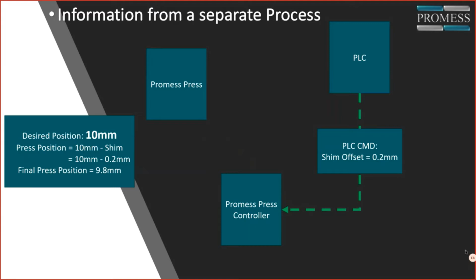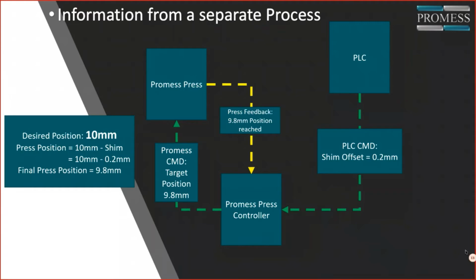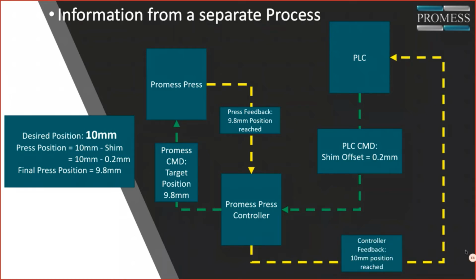So in this example, a shim of 0.2 millimeters would be sent to the Promess controller, and then to get my desired position of 10 millimeters, I would subtract 0.2 millimeters from 10 to give a final position of 9.8 millimeters. So we would send that position to the press. The press would move until it reached that position, send the feedback to the Promess controller, and then we can pass the information saying that we've reached the 10 millimeters final position back to the PLC.